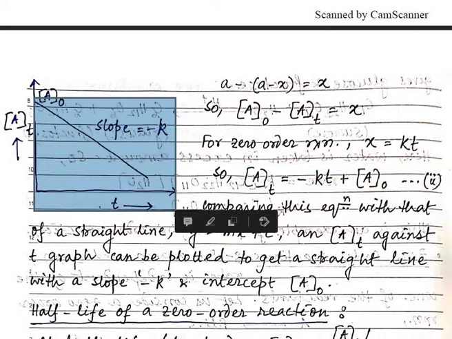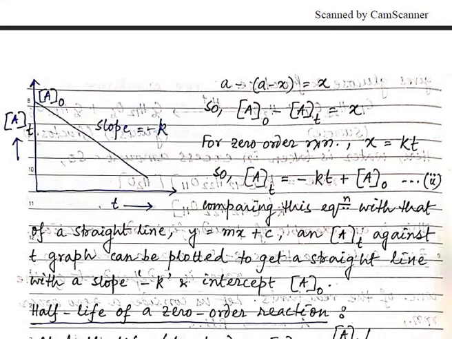There should be a straight line, and the slope of this straight line is minus k. So in case of the zero order reaction, if I draw the graph of At versus t, then we will get a straight line with negative slope and the value of the intercept is A0.